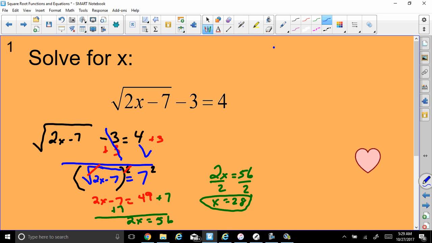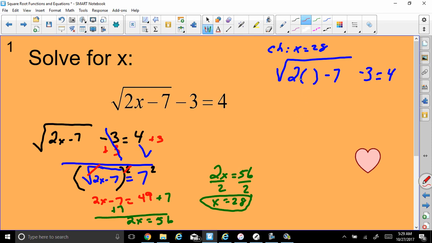So let's go back and check this. So x is equal to 28. So the square root of 2 times x, which we said was 28, minus 7, then we got a minus 3. This is going to equal 4. All right, so let's put in our 28 in there, and let's do it. 2 times 28 is 56. And now I have 56 minus 7 underneath this radical sign. And then I'm going to subtract 3 and equals 4.